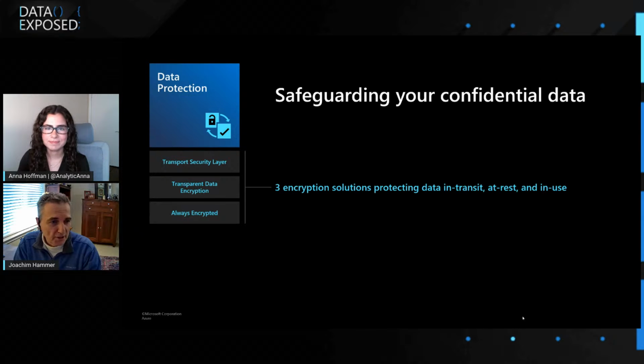Both transport layer security, so encryption in transit, and encryption at rest are table stakes. They're very inexpensive, and they're on by default, actually. So wherever you go in Azure data, you'll get those. You don't have to think about it. It's there for you.